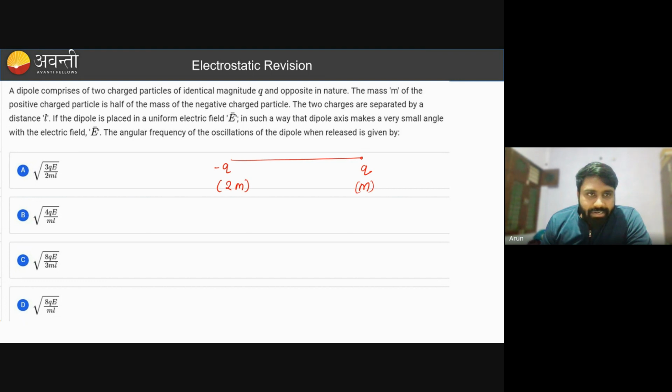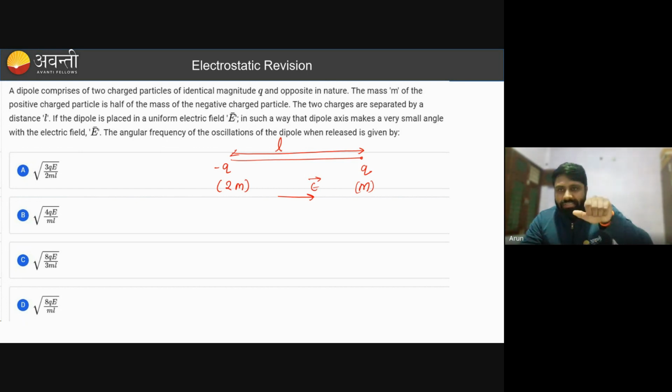Now, two charges are separated by a distance L. Let's say this distance is L. If the dipole is placed in a uniform external electric field, let's say E vector, in such a way the dipole axis makes a very small angle with the electric field E, what is the angular frequency of the oscillation of the dipole when released? So we have disturbed this dipole by an angle theta and then it will start oscillating in this way. So we have to calculate the angular frequency of oscillation.